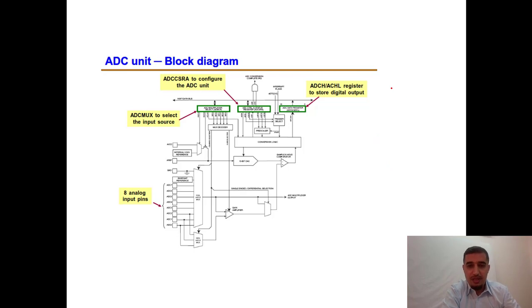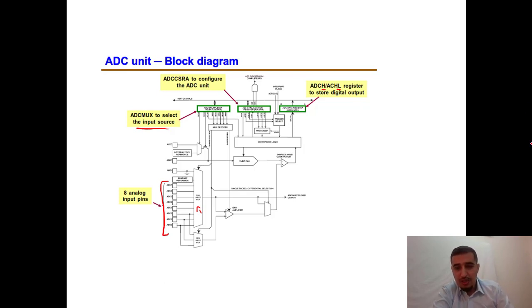So this is the circuit we are concerned about. Over here, we have an 8x1 multiplexer. It will choose between the 8 input pins. Here we have the ADC mux to select which input, and we are going to talk about it. We have the ADC control and status register A to configure the analog to digital converter, similar to what we had in the serial port. And here we have the ADC high and low registers, which will produce the output.